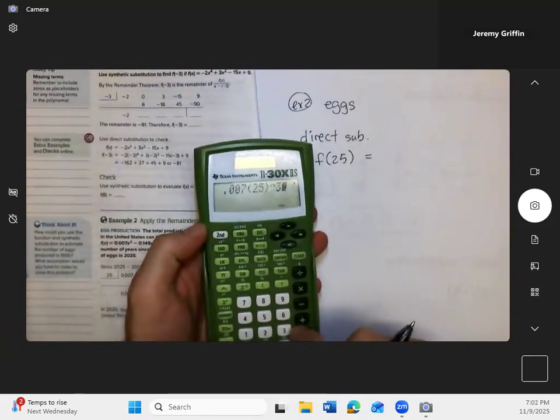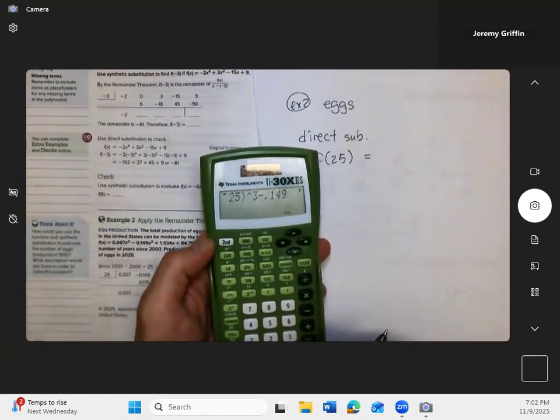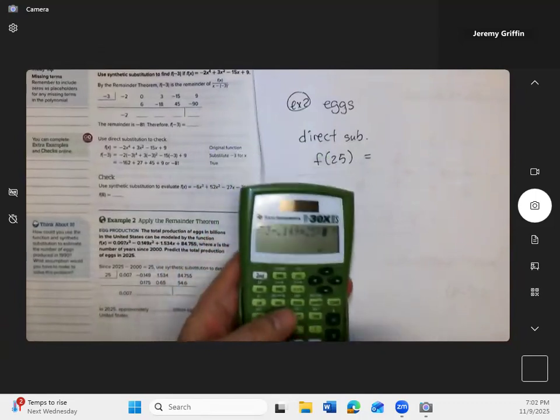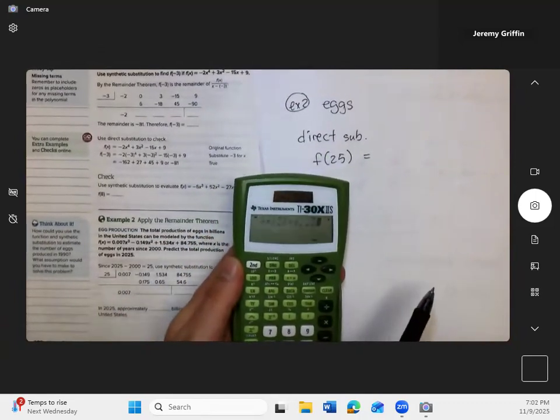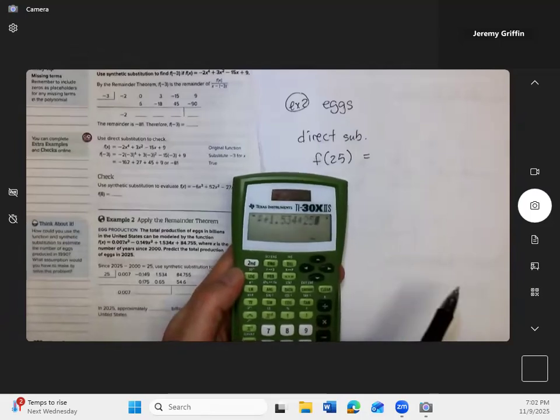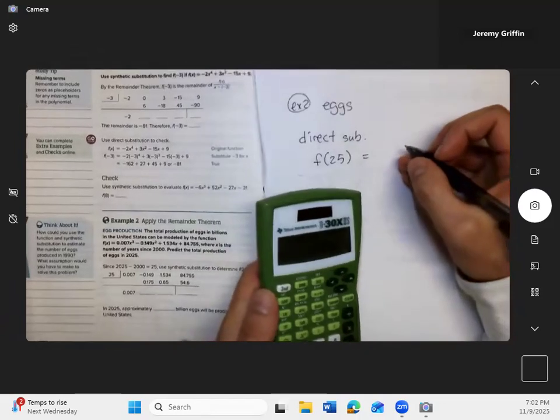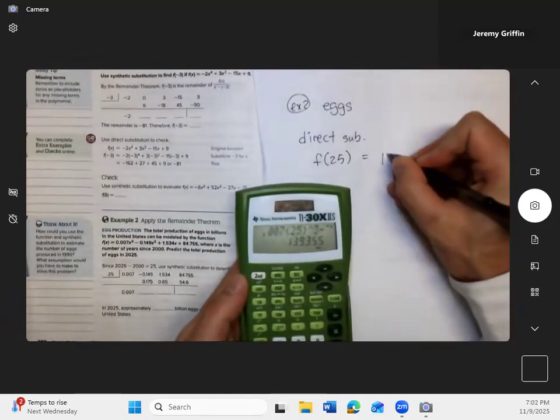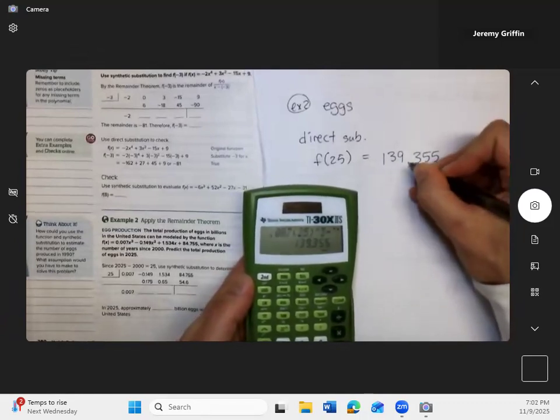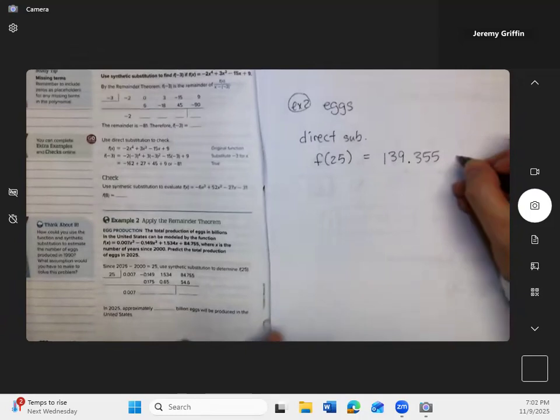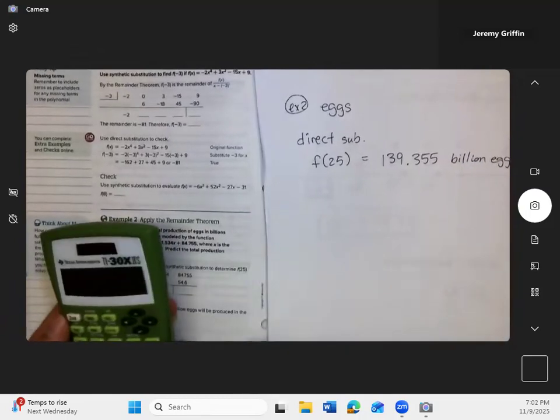0.00725 to the power 3 minus 0.149 times 25 squared. I'm just copying this expression right here. Plus 1.534 times 25 plus 84.755. So with the direct substitution method, I'm getting 139.355. This is billions of eggs? Yeah, billions of eggs. So I might call it 139 billion eggs.